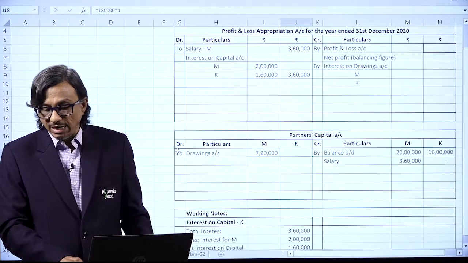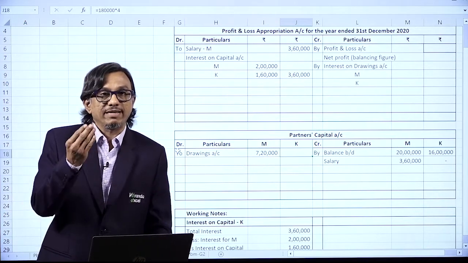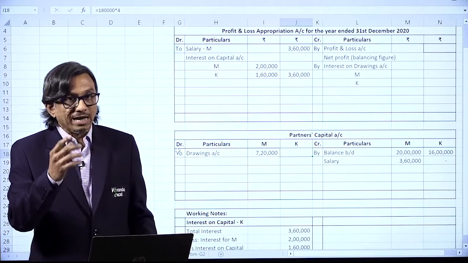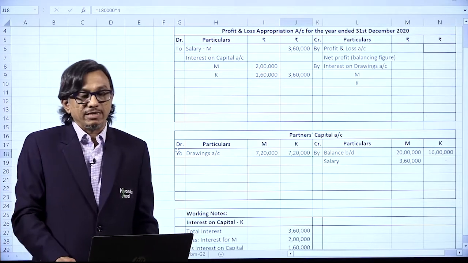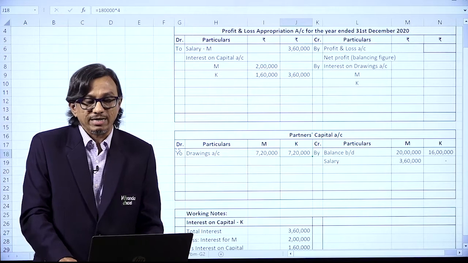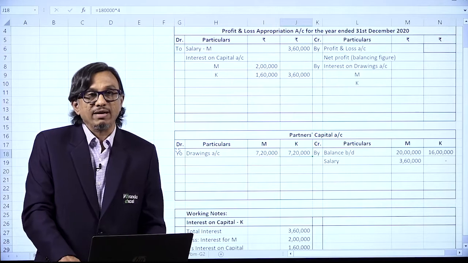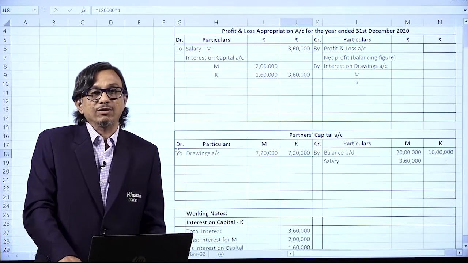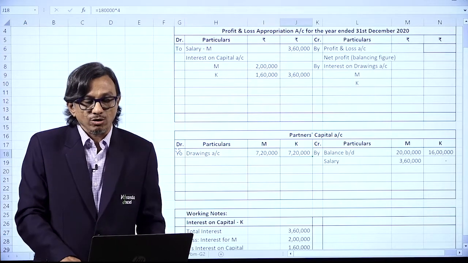What about K? K draws 1,80,000 at the end of each quarter. So, 4 times in a year K draws money, 1,80,000 each time. So, multiply by 4. K's drawing is also 7,20,000. So, M has drawn 60,000 a month, K has drawn 1,80,000 at the end of every quarter. What will be the interest on drawings?